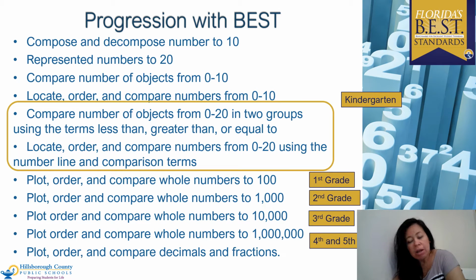The symbols do not come into play in kindergarten at all, so there's no need to try to take that on. We are simply focused on the vocabulary and the amount of objects that a number represents. You can see how this is the building block for 1st through 5th grade. When they are plotting, ordering, and comparing numbers, they start with 100, then 1,000, 10,000, 1 million, and then get into decimals and fractions. So kindergarten is really important for this branch of standards here.